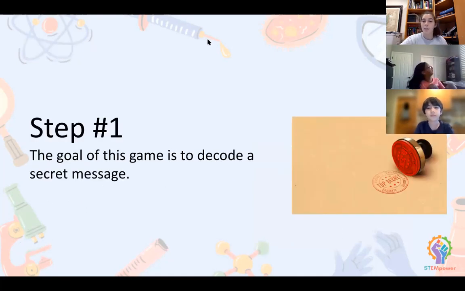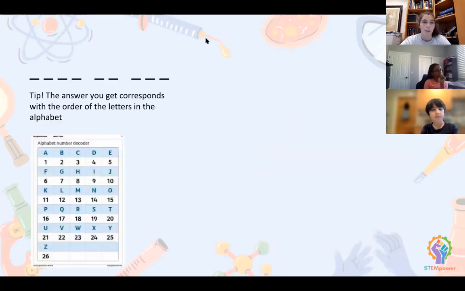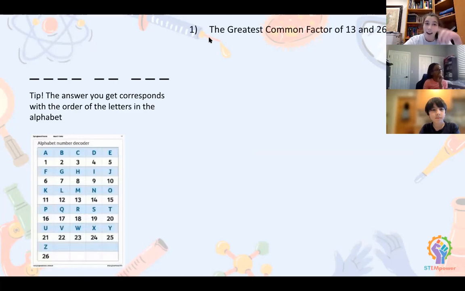Okay, so for the game that we are going to play, the goal of this game is to decode a secret message using least common multiple and greatest common factor. So basically, there are going to be 9 numbers, 9 bullet points that come up over here. And so you have to find each of those numbers, and then they correspond to a letter, and then you put the letter down here to find what the message is.